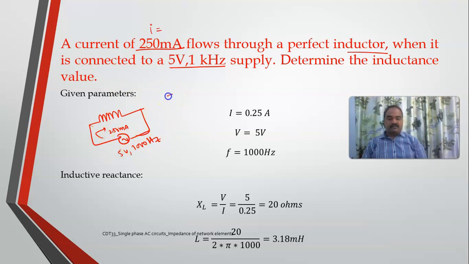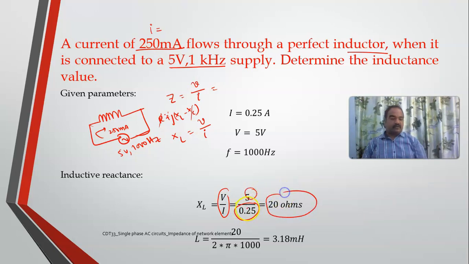So we have done it previously. What is the impedance in the circuit? V by I. It is R plus j(XL minus XC), right? Nothing else is present, only XL. I am considering only the magnitudes. V by I. V is 5, I is 0.25. I will get 20 ohms.